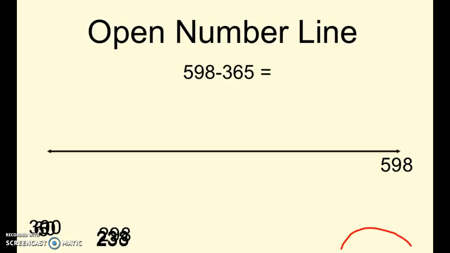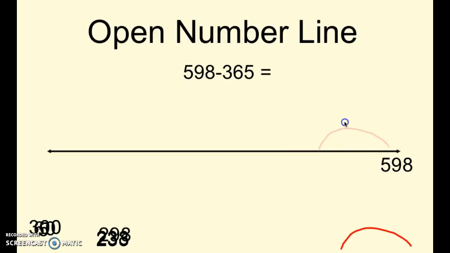The next strategy is the open number line. And this open number line strategy is very similar to addition using the open number line, but there's one key difference. We start all the way over here, because we're counting backwards. We bring down the big number, which is the 598, and that's where we start. And from there, we're going to make jumps backwards.